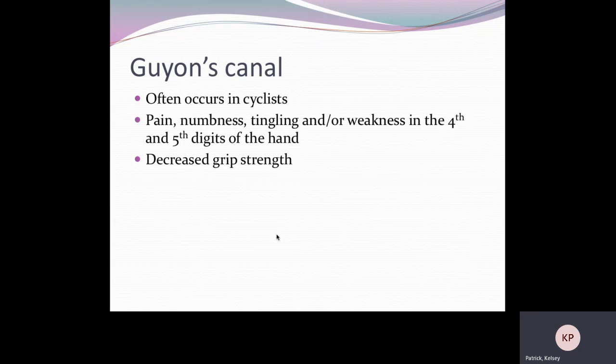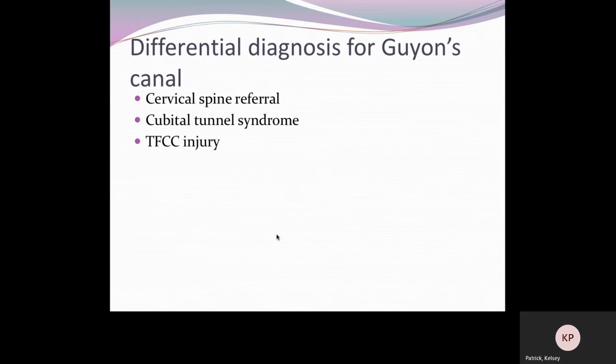Guyon's canal is an ulnar nerve entrapment that often occurs in cyclists. It involves pain, numbness, tingling, and or weakness in the fourth and fifth digits of the hand along with decreased grip strength. The top differential diagnoses for Guyon's canal are listed.